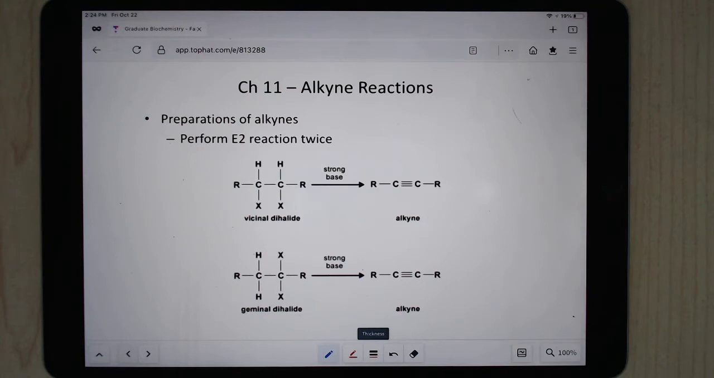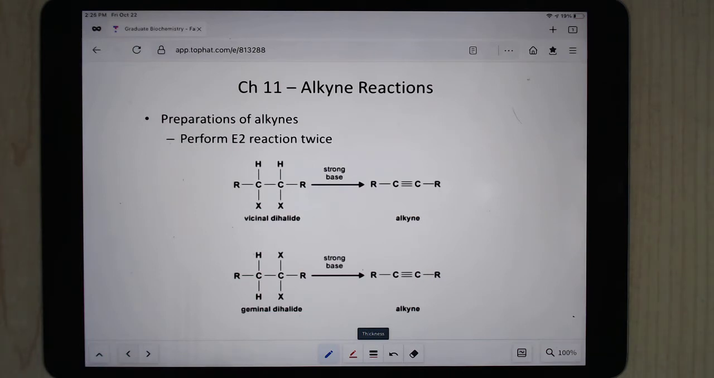Okay? So for a lot of these, there's going to be a parallel between what happened with the alkenes and what happened with the alkynes. So lots of times it's just the same reaction occurring twice as you did with the alkene. But there are some quirks with this.